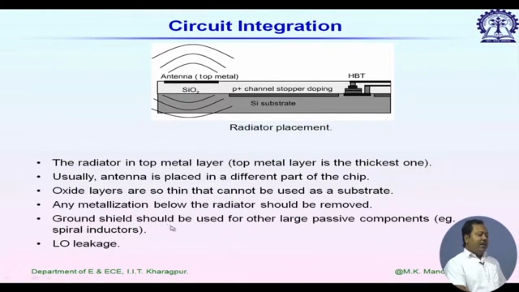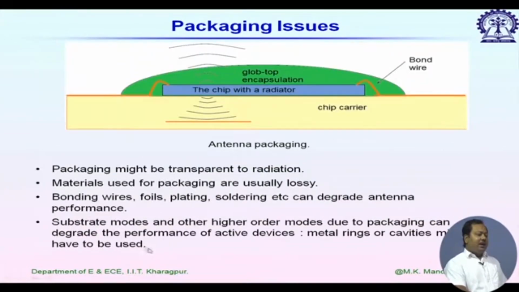Ground shield, if it is available, can be used as the reflector if the fab process supports it, and any passive component, for example the inductor which you discussed, should be far away from the radiator. We have to also avoid LO leakage. In silicon substrate we have the surface wave mode and we have leakage from the local oscillator, and it can damage the receiving side of the antenna.